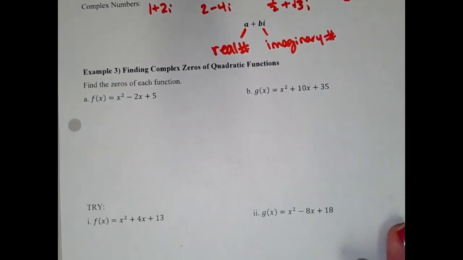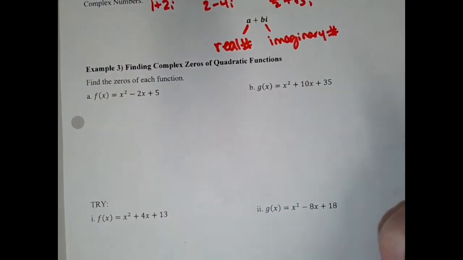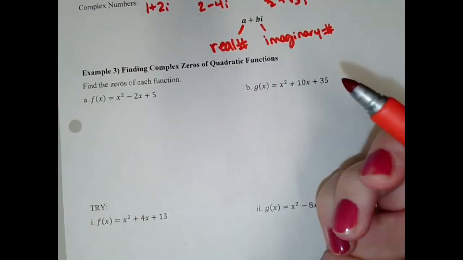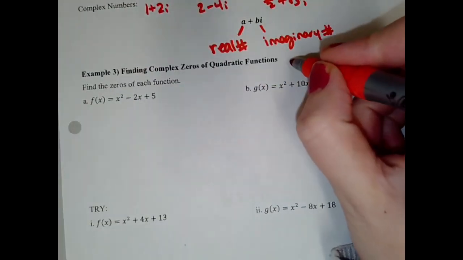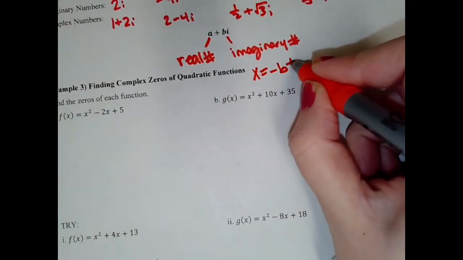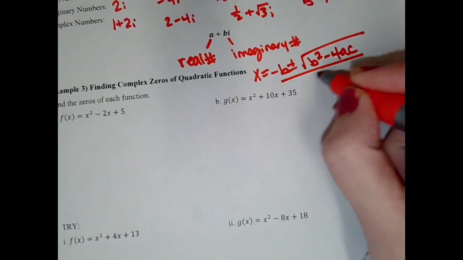So that's some vocab before we go into today's examples. We're finding what's called complex zeros or complex solutions, that combination of real and imaginary, of quadratic functions. So what we're going to do here is take a look. It's a quadratic. To solve any quadratic equation, you could do the quadratic formula. So negative b plus or minus square root b squared minus 4ac all over 2a.